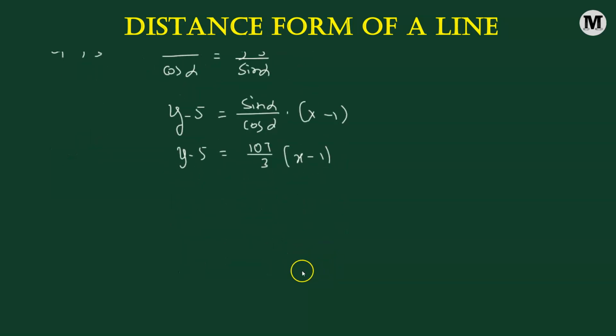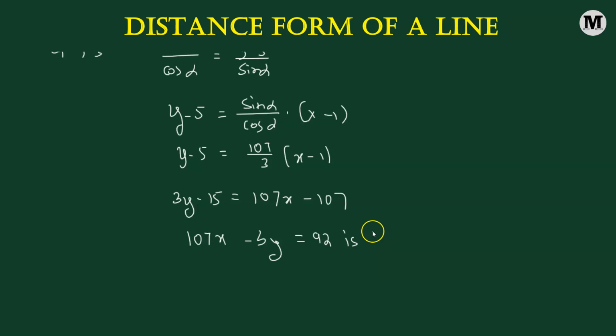So let's further simplify. We're going to multiply throughout by 3 to get 3y minus 15, that is going to be equal to 107x minus 107. So we get 107x minus 3y, this is going to be equal to 92. So this is the required equation of L3. So we have finally obtained the equation.